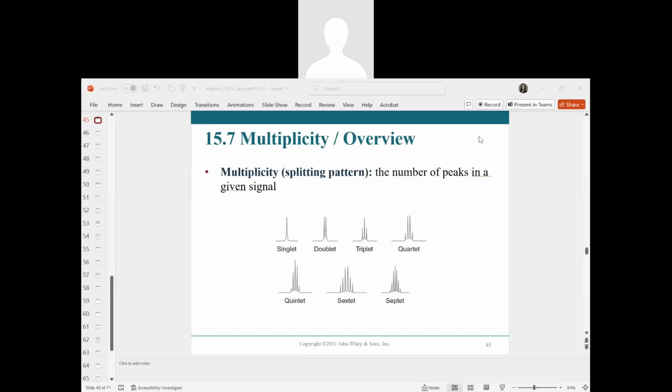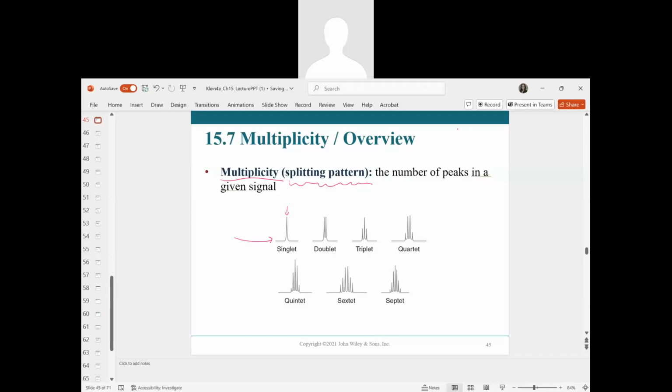So the last characteristic that we'll look at in our NMR spectrum is that of multiplicity. Multiplicity is also referred to as the splitting pattern, and this refers to the number of peaks in a given signal. So we'll start off over here. We refer to this as a singlet, and there is a single peak shown.